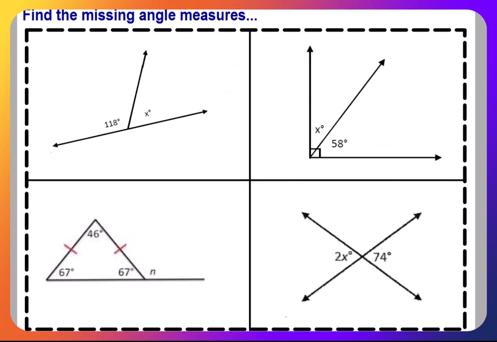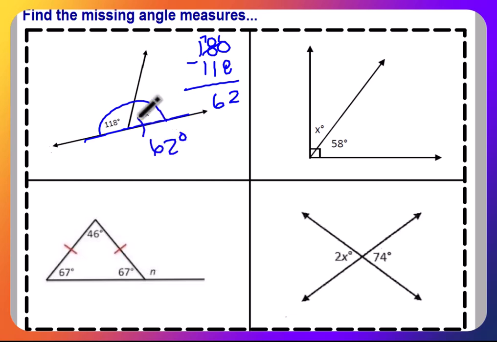Okay, favorite part, let's do this. Let's find the missing angle measures. I can easily see that I'm missing x. If I put these two angles together, what do they make? A straight line, which means they measure 180 degrees. So subtract the angle that you do know, which is 118. Make sure you borrow. And you get 62. So x is going to be 62 degrees.